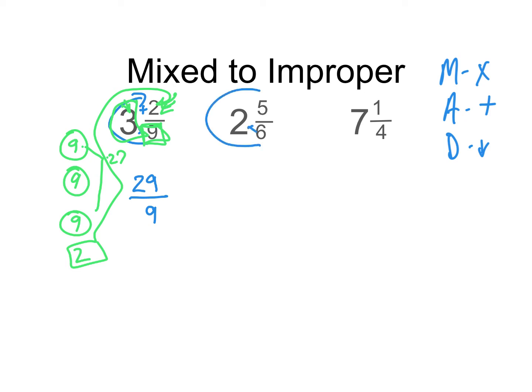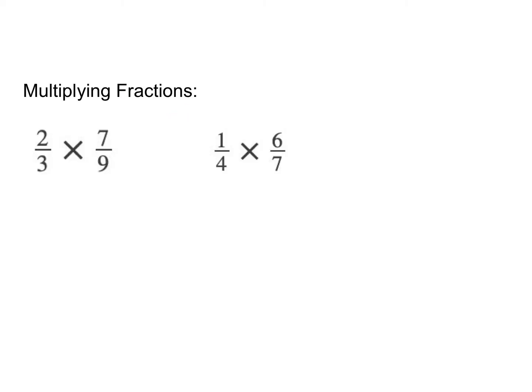So I'm going to multiply and add. I got 12 plus 5 is 17/6. And the last one, multiply and add, 29/4.